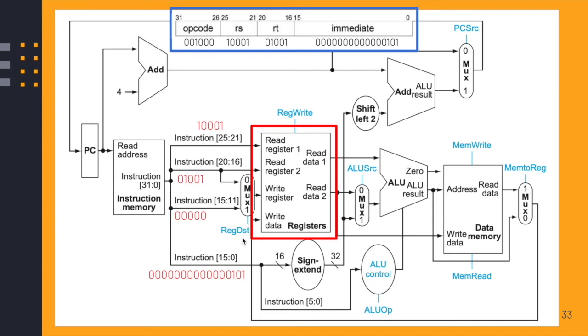The reg destination control signal is coming from where? Also from the control unit. As you can see, all blue lines here are control signals coming from the control unit. So anything in blue here refers to the control unit, and these are control signals coming from the control unit. Okay, now we wrote our data.